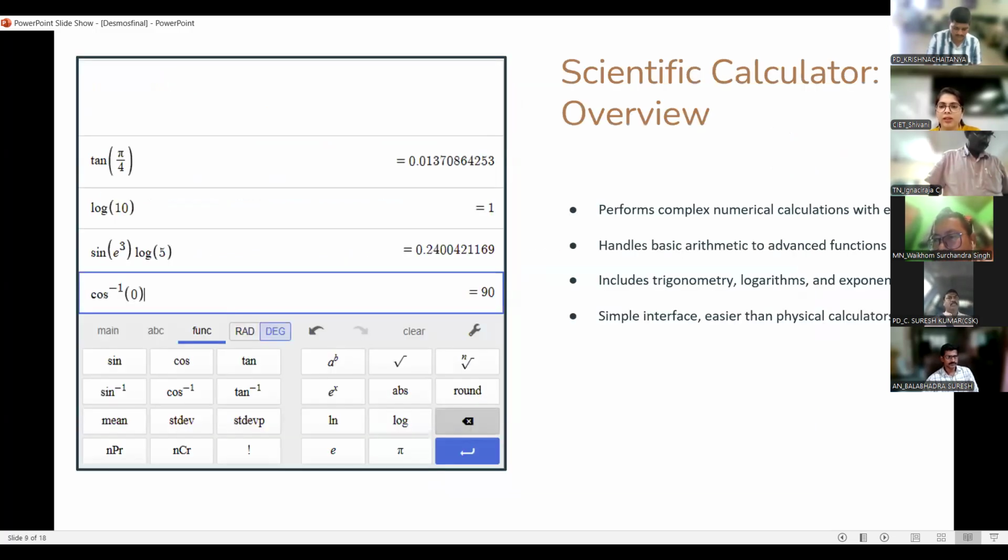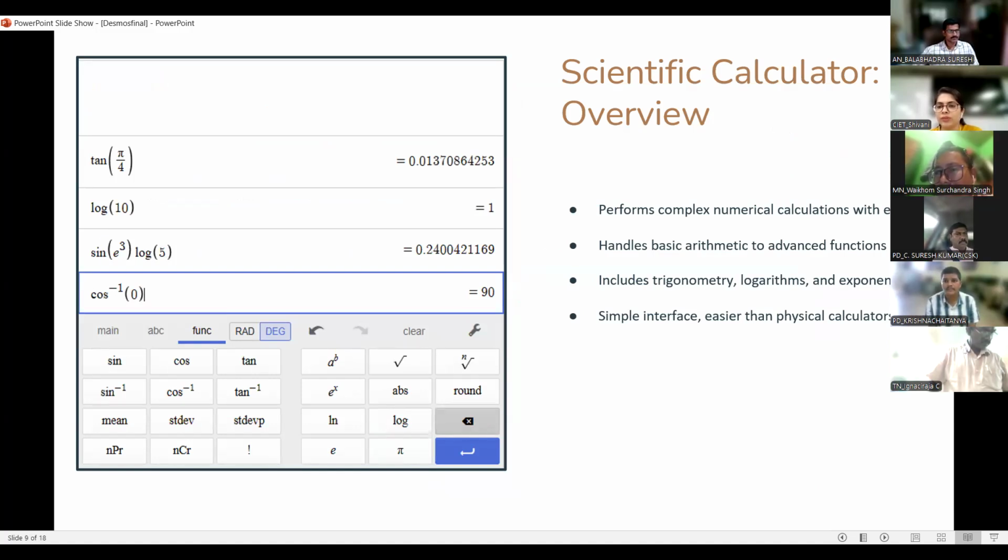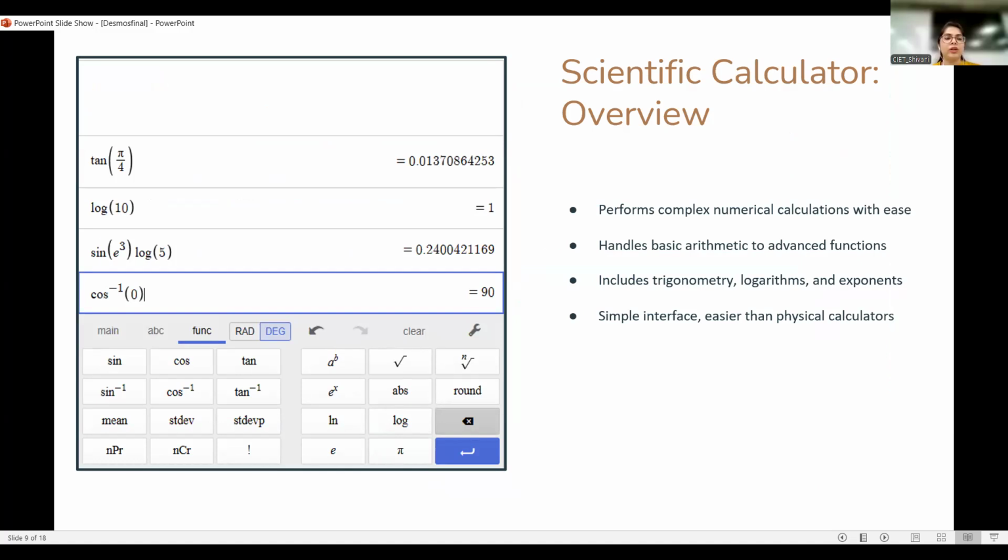Now in the second part, you can see this is a scientific calculator, and it includes trigonometry, logarithmic, and exponential problems. It performs complex numerical calculations also. You can see, for example, what is the value of log 10? For this, we need this kind of calculator. What is the value of cos inverse 0? This kind of basic simple calculation we can do with this calculator. Now moving on to the next part.